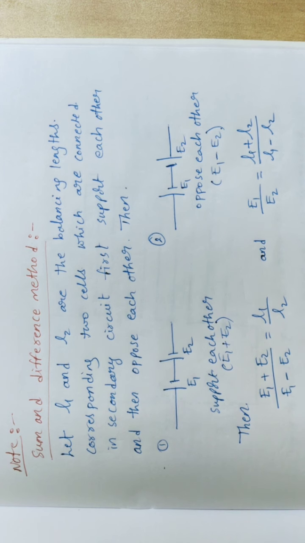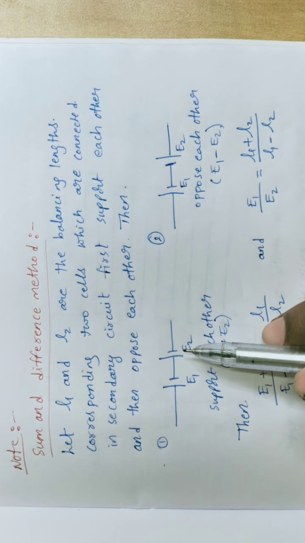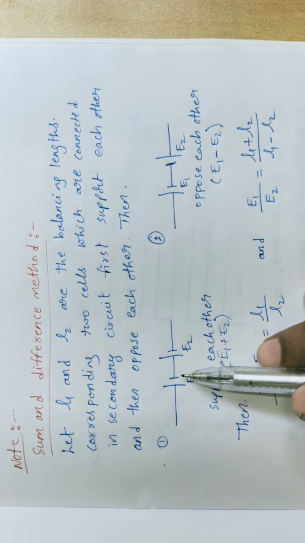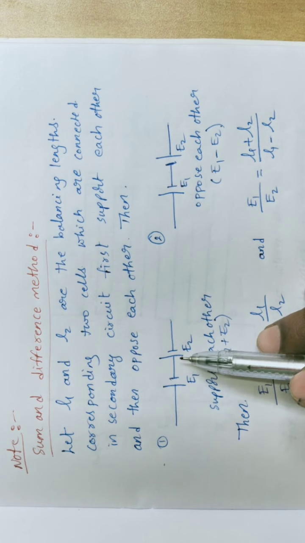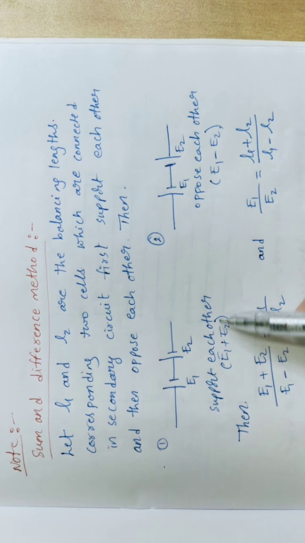Okay students, further, based on this same concept, we can get one small application, which I am naming the sum and difference method. First of all, observe the things here. Two cells are in series combination. Here the negative terminal of the first cell is connected to the positive terminal of the second cell. So both are supporting each other.